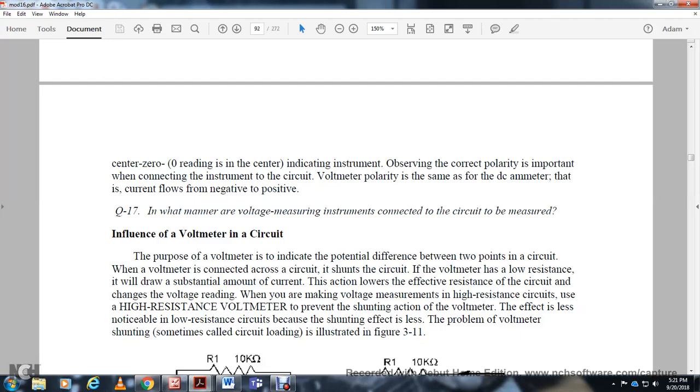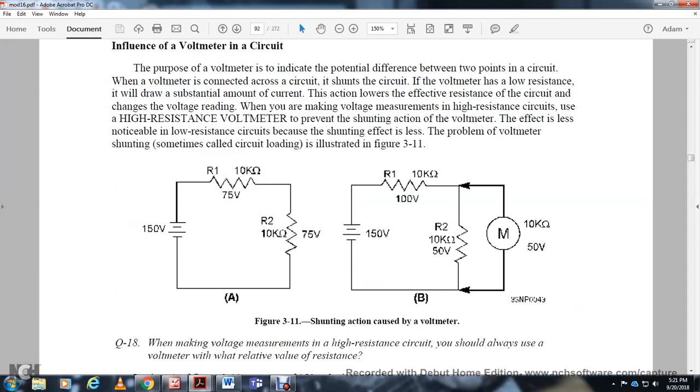This is sometimes called circuit loading, illustrated in figure 3.11. Figure 3.11 shows the shunt action caused by a voltmeter: 150 volts direct voltage, with a resistor of 100 kilohms, 75 volts, a resistor 2 of 100 kilohms, 75 volts, 50 volts, 100 volts, 150 volts.